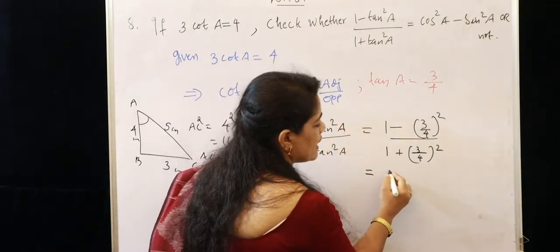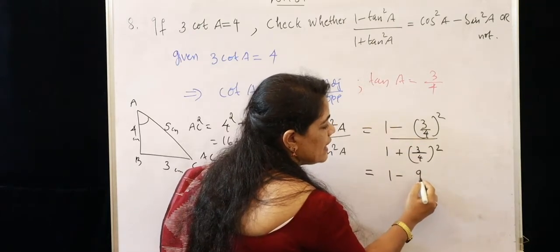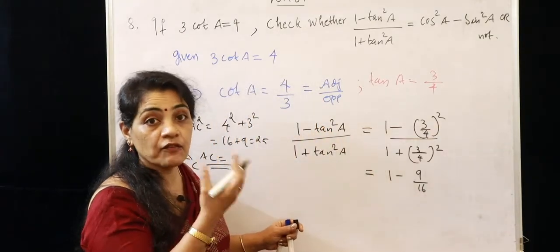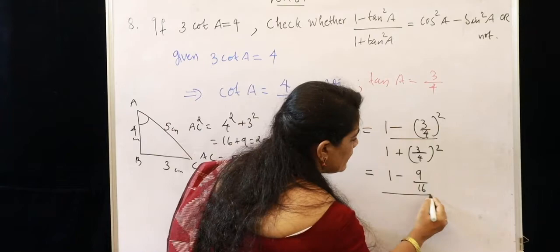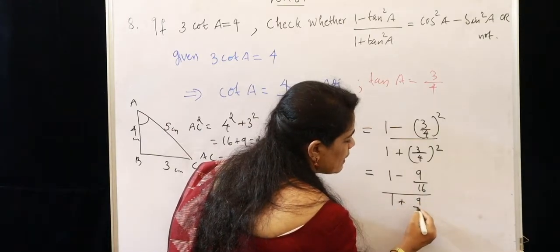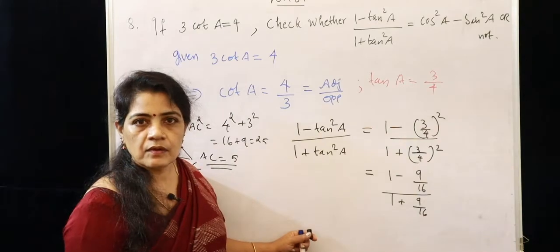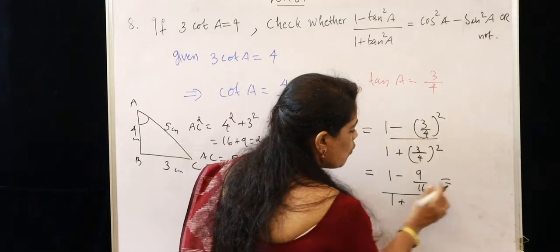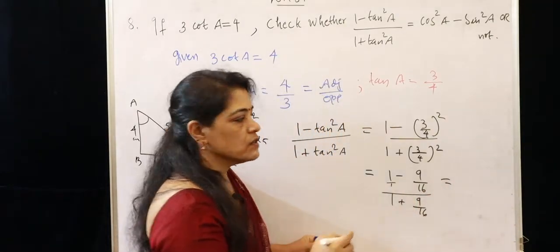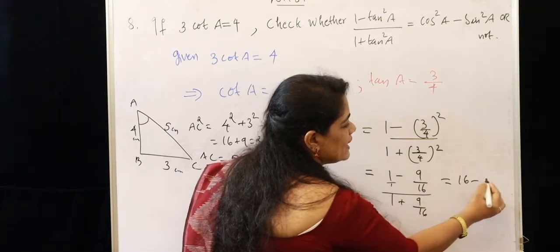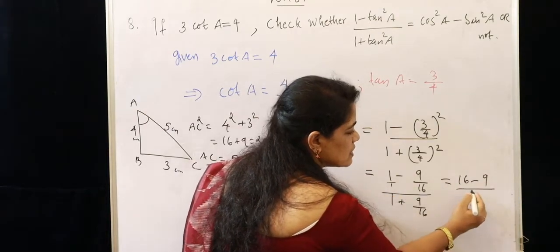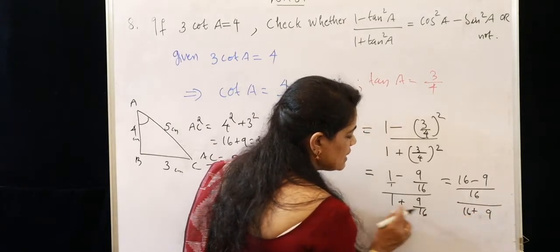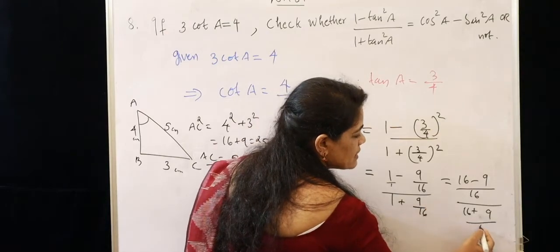So (A by B) whole square is A square by B square. So 3 square is 9, and 4 square is 16, so 1 minus 9 by 16. The 16 is only for 9; 1 is the first term. And this is divided by 1 plus 9 by 16. In the previous problem, we did cross multiplication. So here you can write 1 into 16, 16, minus 1 into 9, 9, divided by 16, and 1 plus 9 by 16 is 1 into 16 plus 9, divided by 16.